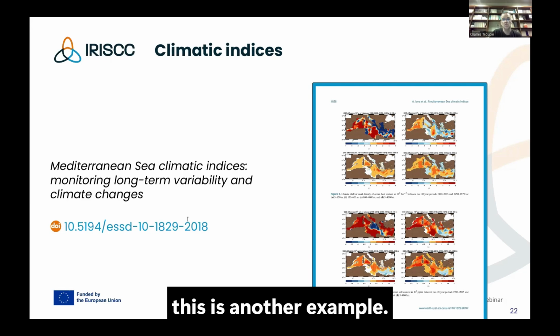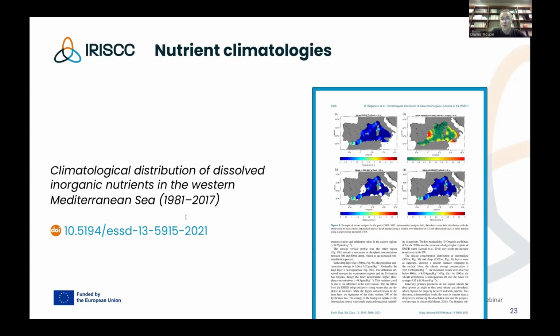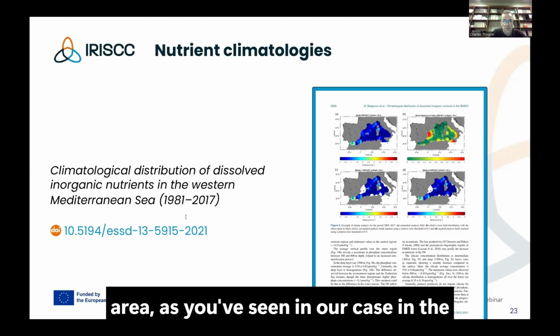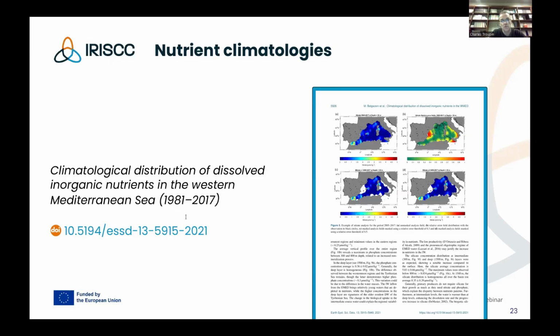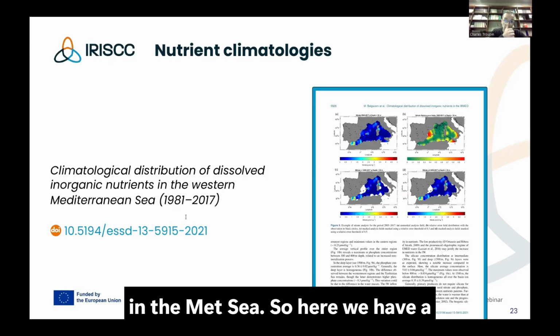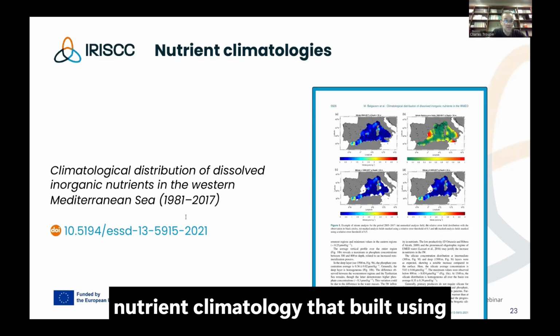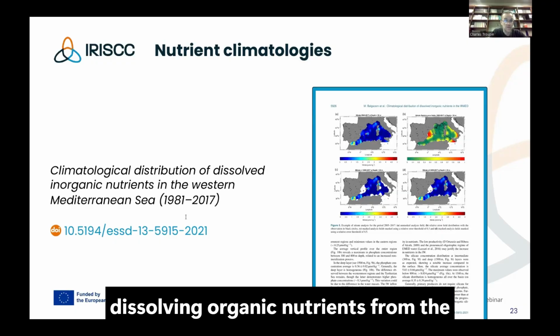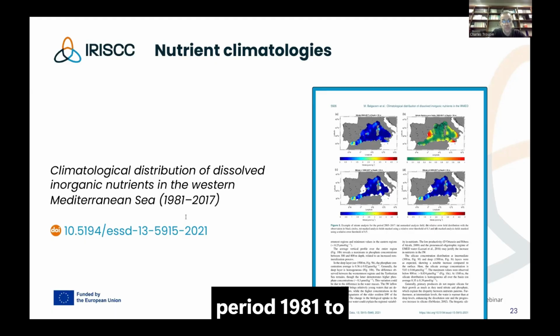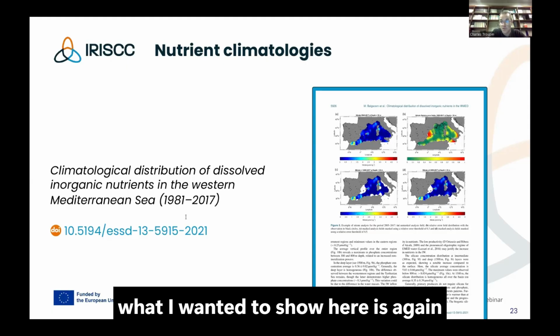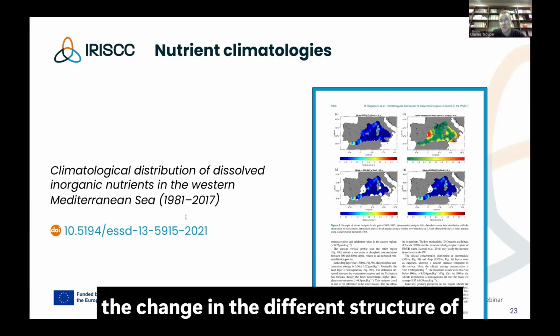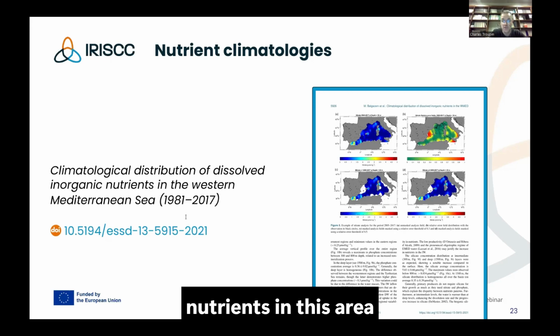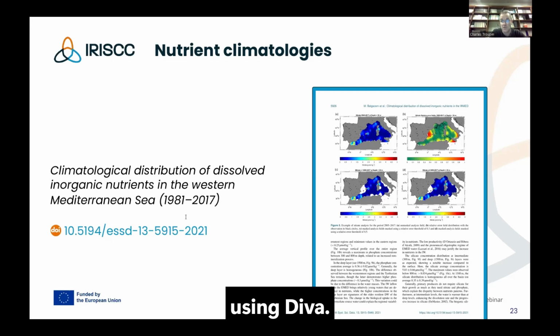So this is another example. Again, in the Med Sea, it's quite a popular area, as you've seen in our case in the oceanography, and many people are working in the Med Sea. So here we have a nutrient climatology that was built using dissolved inorganic nutrients from the period 1981 to 2017. And what they wanted to show here is, again, the change in the different structure of nutrients in this area using DIVA.